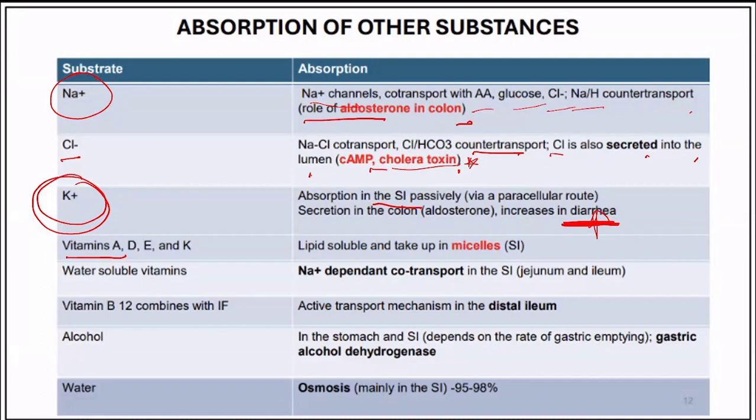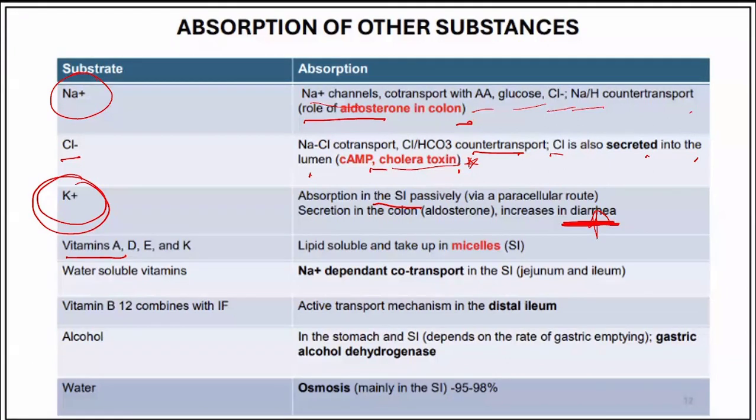Now, these are lipid soluble and taken up in micelles in the small intestine. Micelles are basically like these phospholipid envelopes. It's hydrophobic, so that you have the fat soluble or the hydrophobic vitamins inside, and then the water environment is outside, so it can easily pass through membranes or be absorbed, taken up. Then you have water-soluble vitamins, which are sodium-dependent co-transport in the small intestine, the jejunum and the ileum.